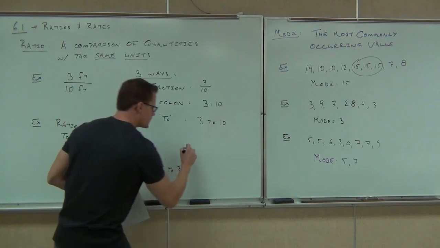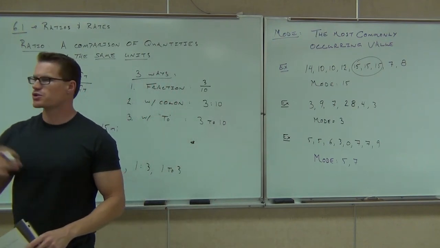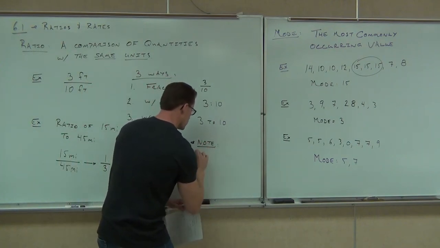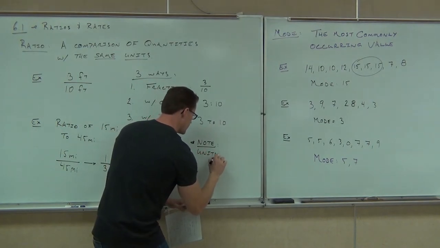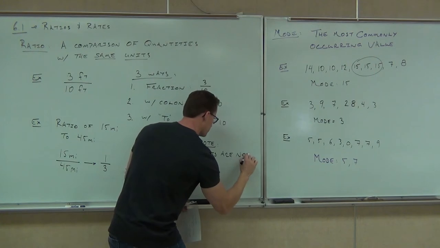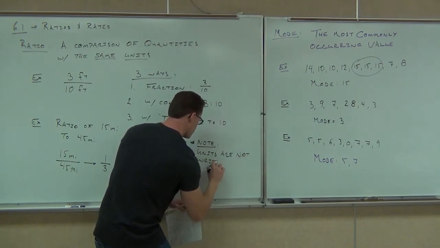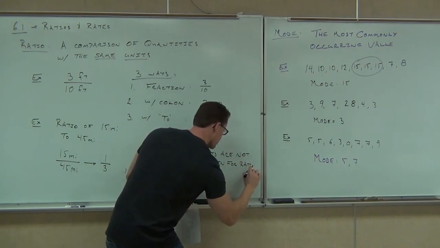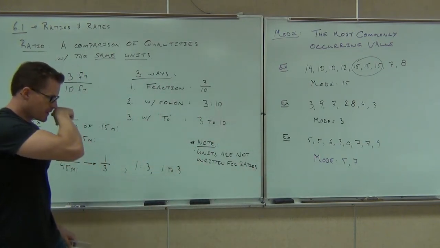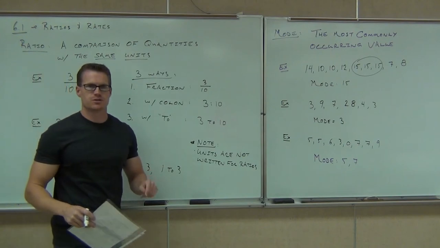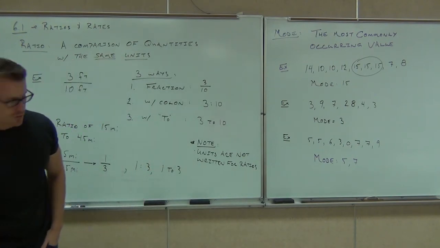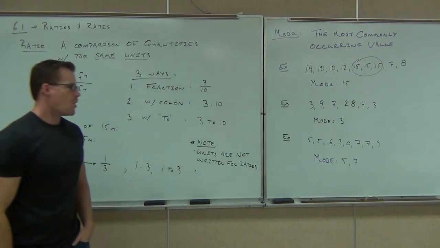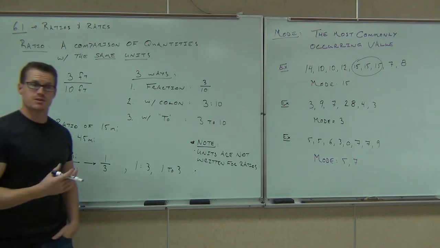So a couple little notes here. When you're talking about ratios, the units aren't written. We don't write the units for ratios. So the units are like the miles? Units are not written for ratios, so yeah, that's like your miles or your feet or your inches. Then why did you write miles right in the fraction? Notice how I got rid of them. Also, you need to know that your ratios can be reduced. They can be simplified.